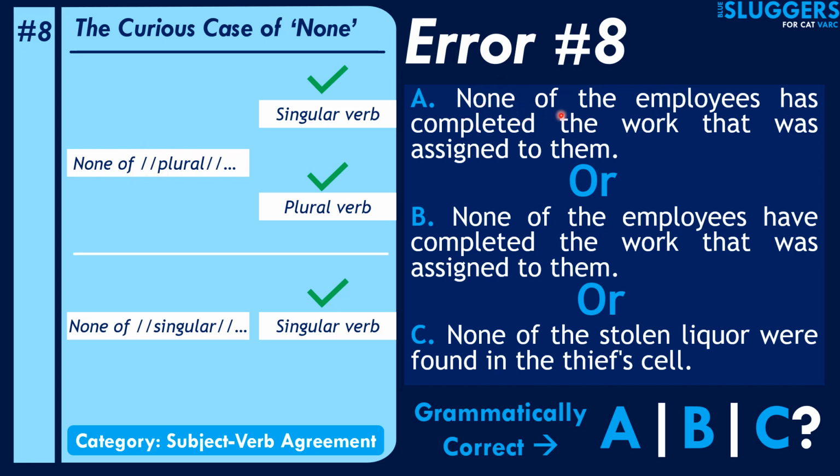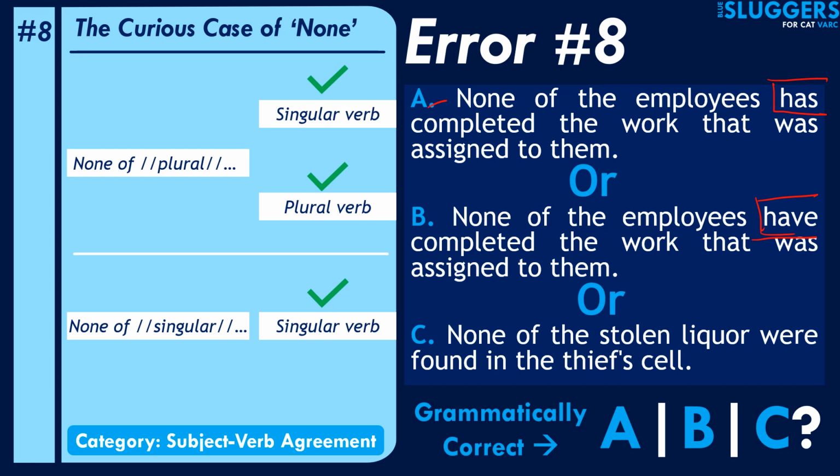So for example, let's consider the first sentence here. It says none of the employees has completed the work that was assigned to them, right? And the second sentence is almost identical, except it says none of the employees have completed the work that was assigned to them. Okay, so the only difference in both of these cases is has and have, right? Every other aspect of these two sentences is exactly the same. And now normally you'd want to believe that one of these two has to be incorrect. Well, that's not the case in case of none.